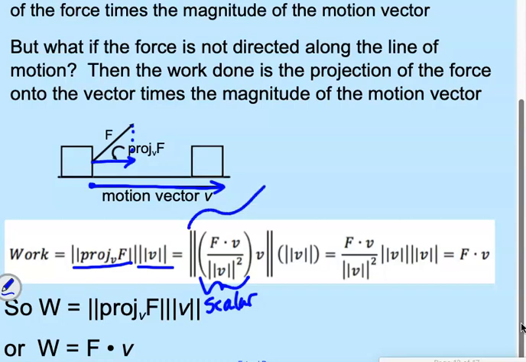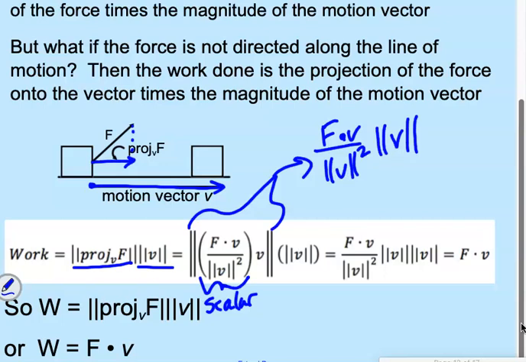So this whole thing is equal to F dot V over magnitude of V squared times magnitude of V, right? Because this whole thing is just a scalar multiple times that vector. So it's this times that. So this becomes that guy right there. So now we have a magnitude of V and a magnitude of V over a magnitude of V squared. And after all is said and done, work is actually just the dot product of F and V.